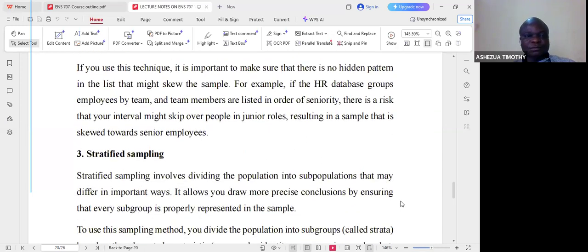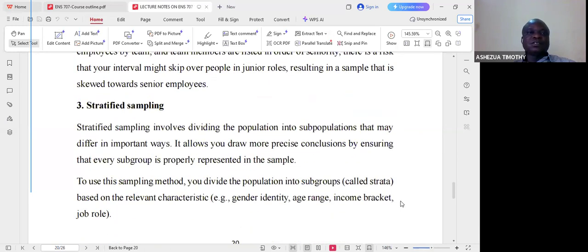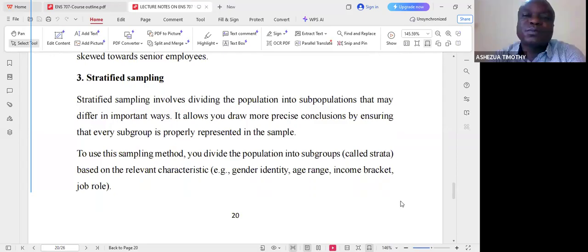Now, stratified sampling. Stratified sampling involves dividing the population into sub-populations that may differ in important ways. It allows you to draw more precise conclusions by ensuring that every subgroup is properly represented in the sample. So to use this sampling method, you divide a population into subgroups, which we call strata, based on the relevant characteristics.